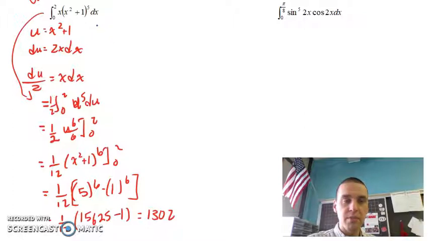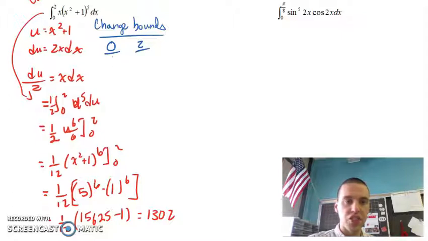So one of the methods that you can do when using u sub is to change the bounds. We're going to have our lower bound and our upper bound, and I'm going to plug them right into u. So I'm going to get 0 squared plus 1, which is 1, and 2 squared plus 1, which is 5.